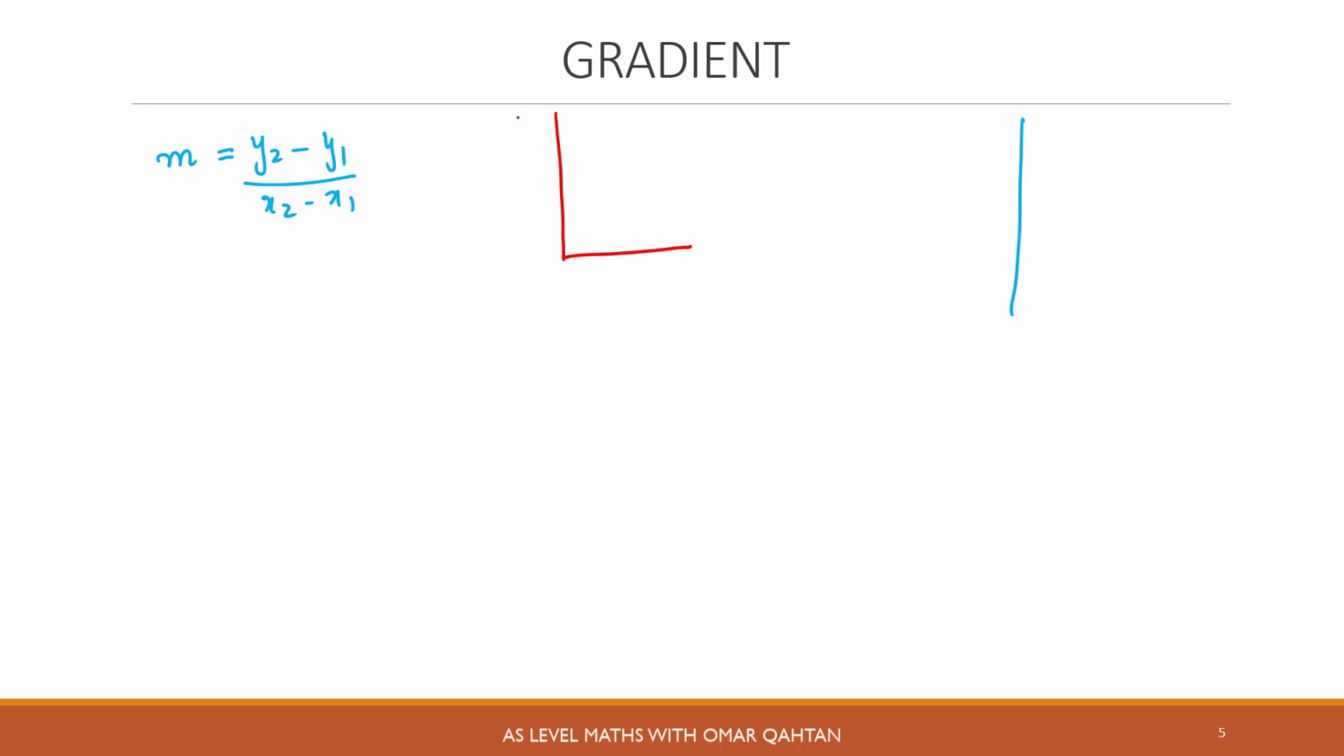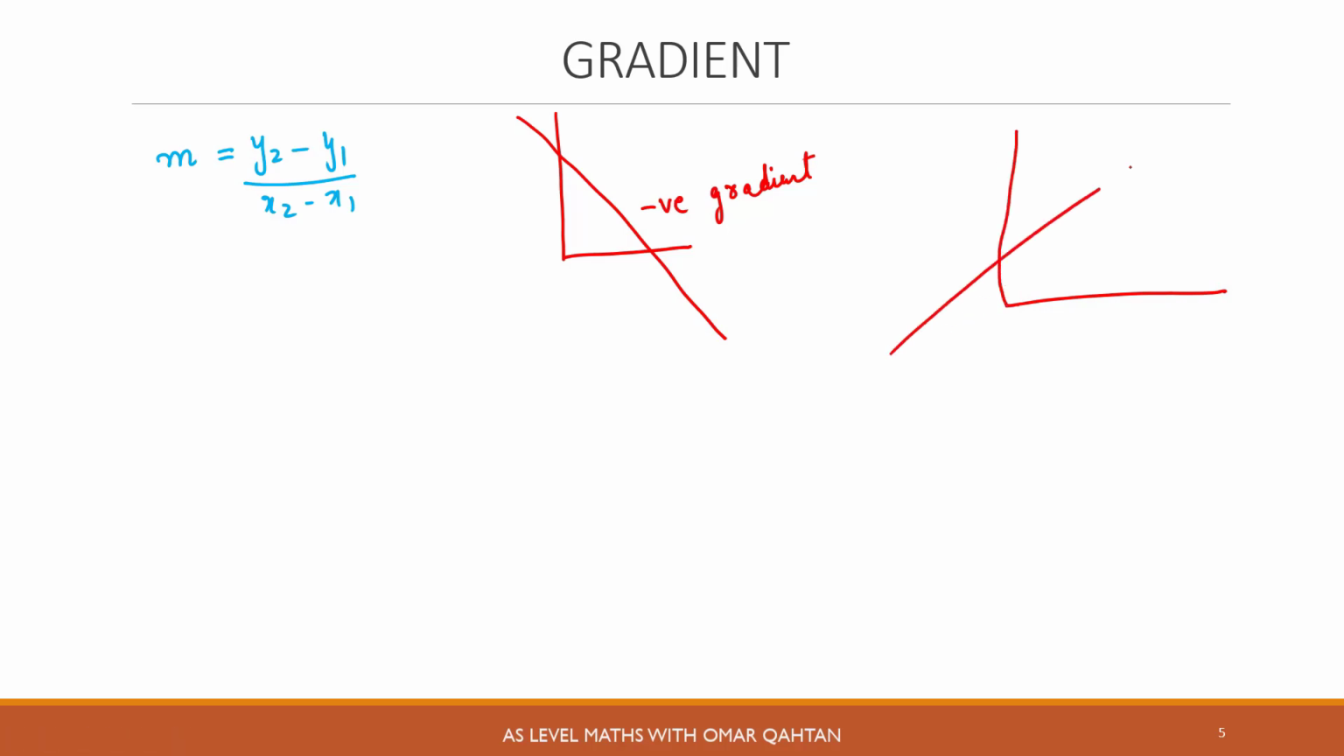If you have a line going downward like this, then it will have a negative gradient. This is called the negative gradient. If you have a line which is going somewhat like this, so this is a positive gradient.